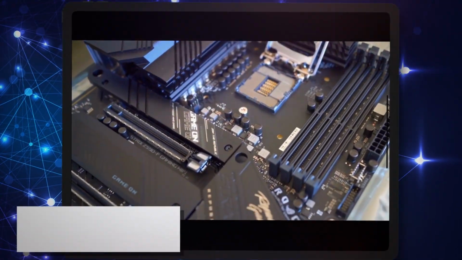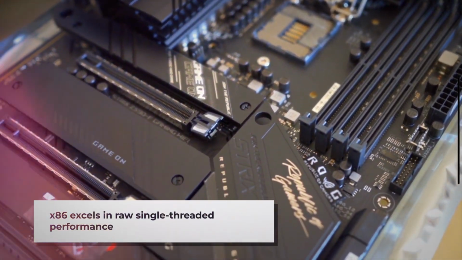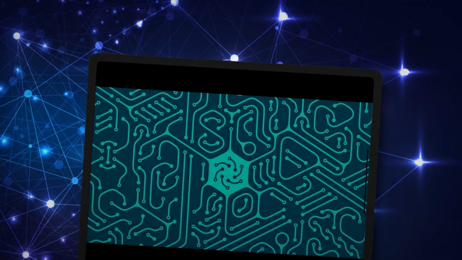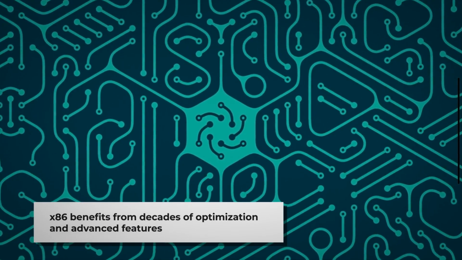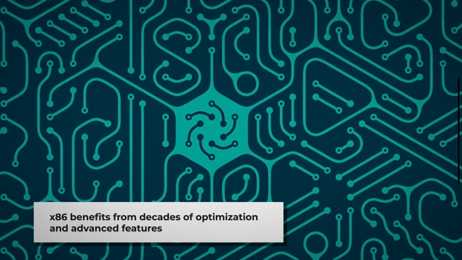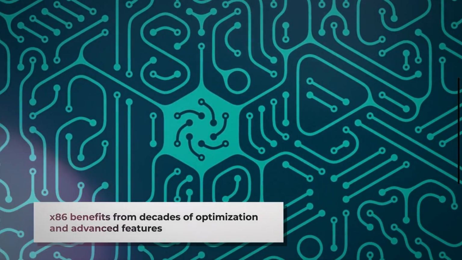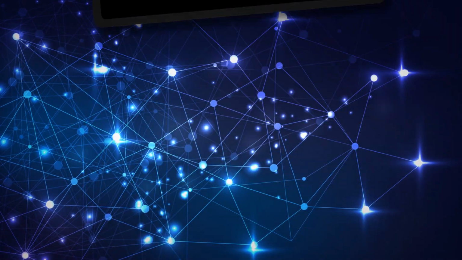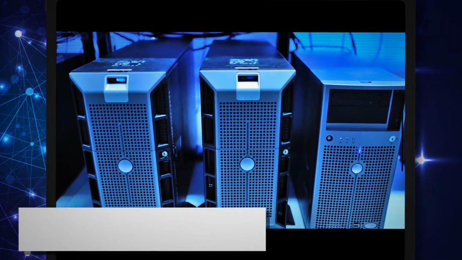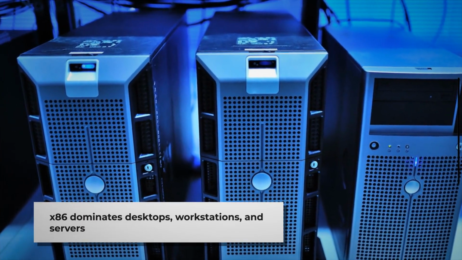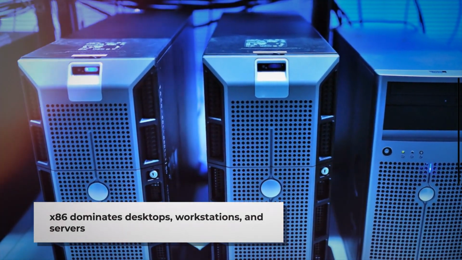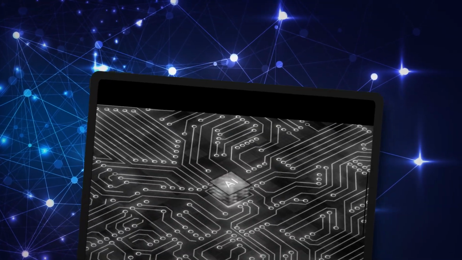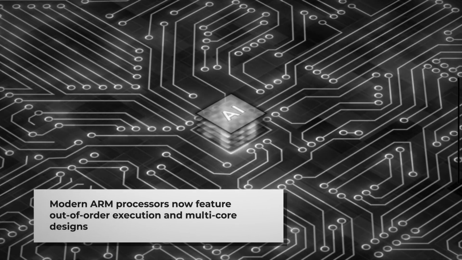x86 processors traditionally excel in raw computational performance, particularly for single-threaded workloads. Decades of optimization, larger caches, higher clock speeds, and sophisticated branch prediction mechanisms give x86 chips advantages in certain computing scenarios. Desktop computers, workstations, and servers performing intensive computational tasks have historically favored x86 architecture for these reasons. The performance gap, however, has narrowed considerably.